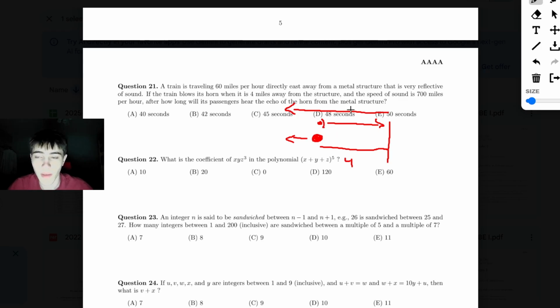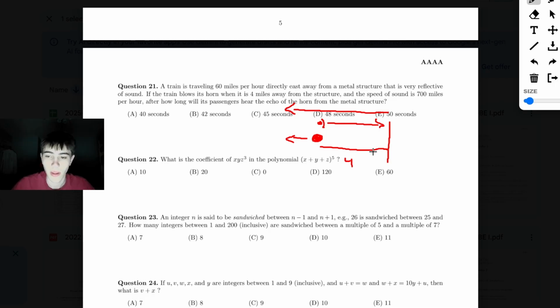If we want to think about the starting point, it's when the train honks its horn. The sound has to travel back 4 miles, bounce, and then 4 more miles until it even reaches the starting position of the train and starts heading in the correct direction. So that's 8 extra miles for the sound to travel at 700 miles per hour, and the train is going 60 miles per hour, but it's got an 8 mile head start.